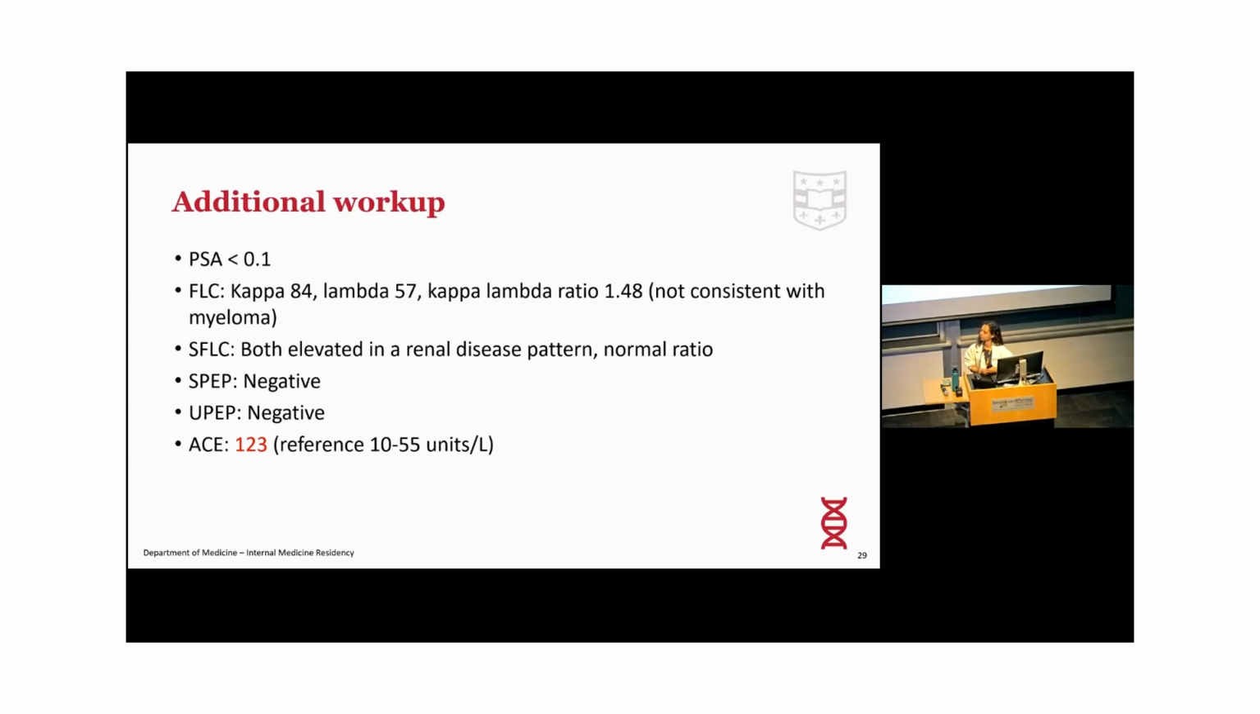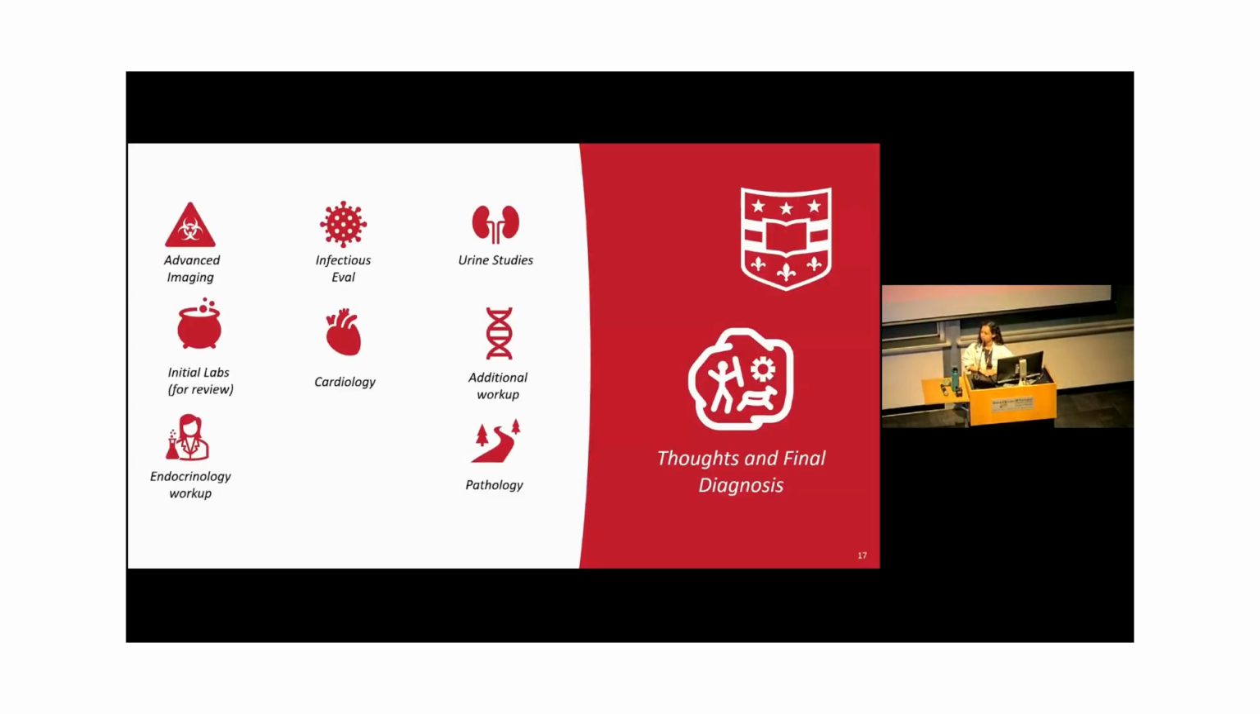Yeah, and then it looks like we got an ACE level, which is not a super specific test and so is not always useful, but can be elevated in sarcoid. So that's certainly consistent with a diagnosis of potentially sarcoid, so not super surprising. It looks like SPEP, UPEP, and light chains were not consistent with myeloma. You seem not surprised by those results, because I think you already maybe have formed in your head where we're heading.